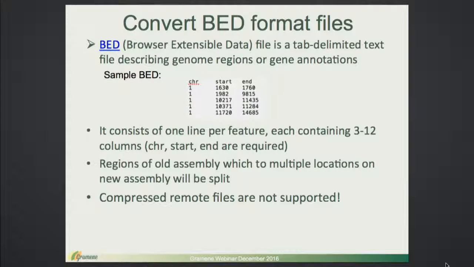With CrossMap, the regions of the old assembly which map to multiple locations on the new assembly will be split. So you can expect certain genes in the new assembly to be split, which were just a single gene in the old assembly. Then you can also bring in a compressed file format for this particular input.